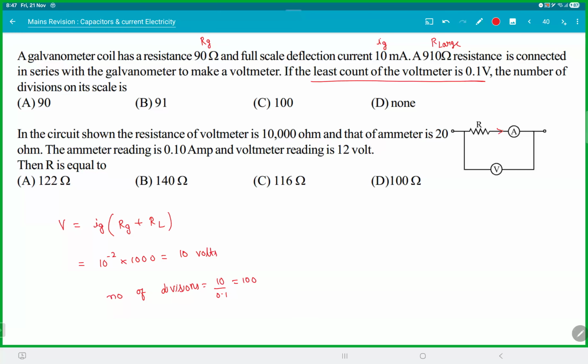The ammeter is showing 0.1 ampere. The ammeter's resistance is 20 ohms. Voltmeter is showing 12 volt. So voltage across the resistance plus voltage across the ammeter must be 12. This is 0.1 into R, and this must be 0.1 into 20, which is 2. R is equal to 100. Easy? Check it out. Easy stuff, but these questions are important. Any doubts on this?